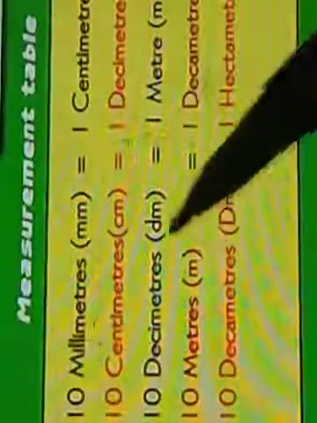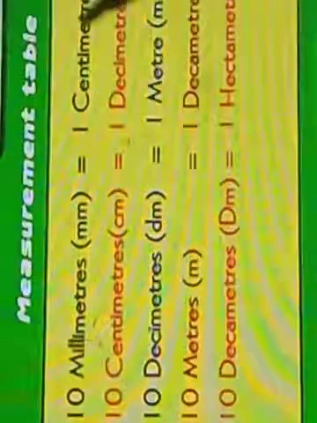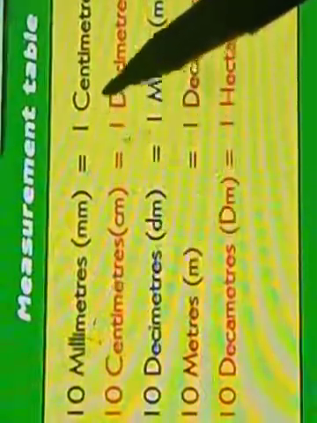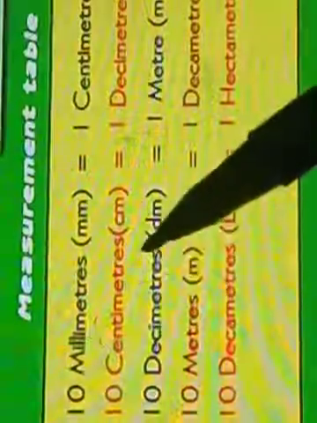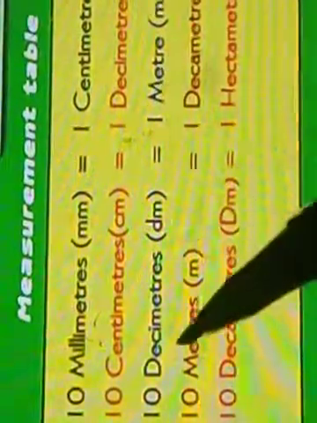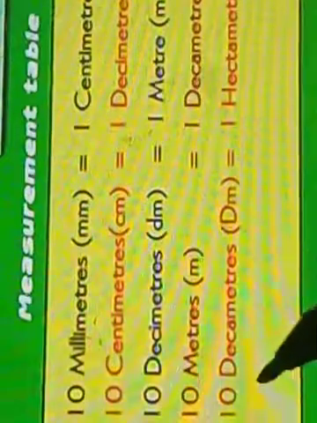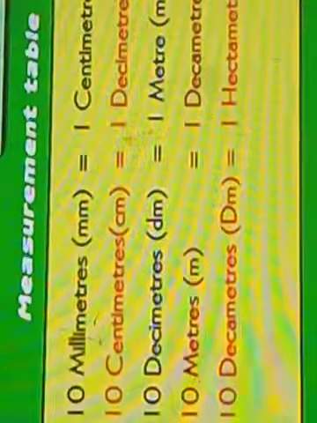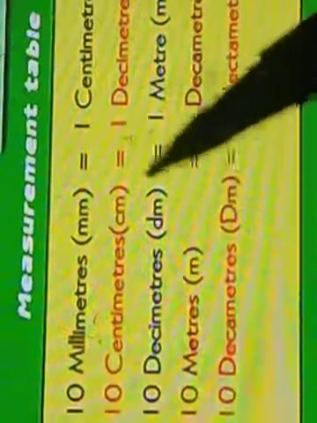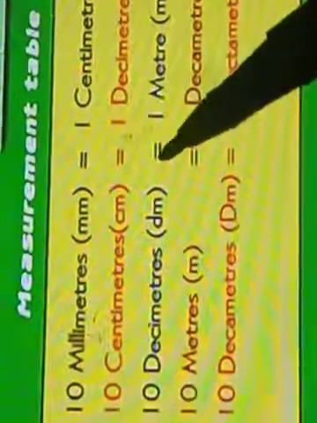Now let us concentrate on the table of measurement. 10 millimeter is equal to 1 centimeter. 10 centimeter is equal to 1 decimeter. 10 decimeters is equal to 1 meter. 10 meters is equal to 1 decameter and 10 decameters is equal to 1 hectometer. As we have already learnt, 1 meter is equal to 100 centimeter and 1 kilometer is equal to 1000 meter. Okay? So, you have to learn this table.